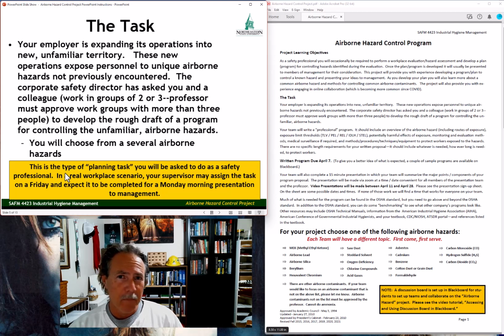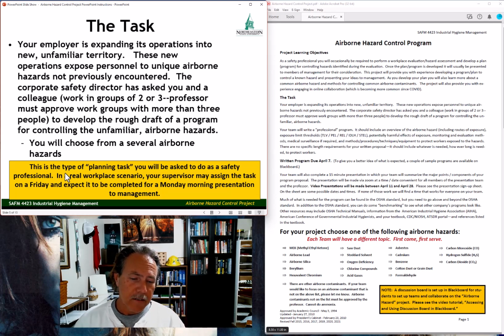Maybe a semi hit an overpass, and when there's an accident like that, they have to get that roadway repaired as quickly as possible. So the accident could happen on a Friday, and the work crew has to be ready to go on a Monday or Tuesday. And part of having that work crew ready would be putting together a safety plan for that operation. Now there we're getting into more of what we commonly call an operations safety plan. And here we're even more specific than an operations safety plan. We're just talking about airborne hazards.